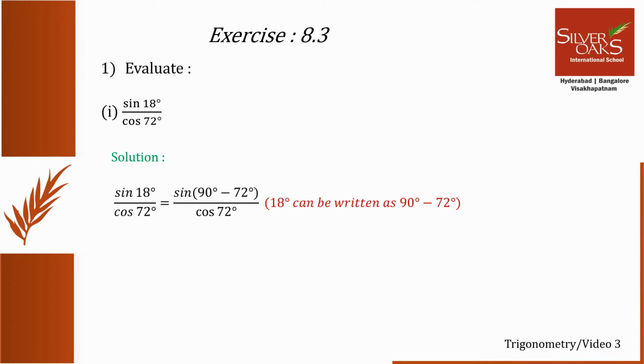Sine 18 degrees can be written as sine 90 degrees minus 72. 90 degrees minus 72 gives 18 degrees. So I am just writing 18 degrees as 90 degrees minus 72. In the denominator, as it is, cos 72 degrees. Now, sine 90 degrees minus 72 can be written as cos 72 because just now we discussed the relationship sine 90 degrees minus theta is equal to cos theta.